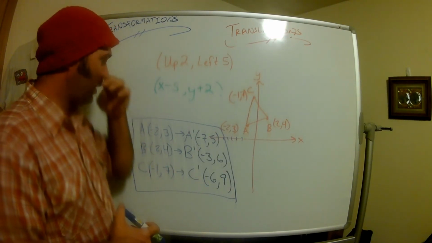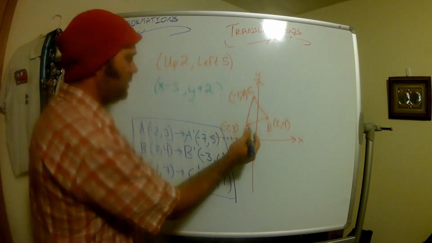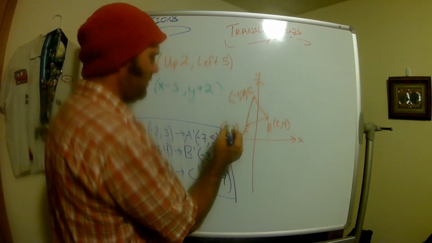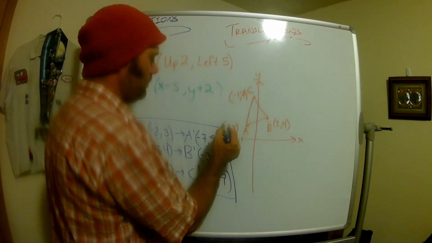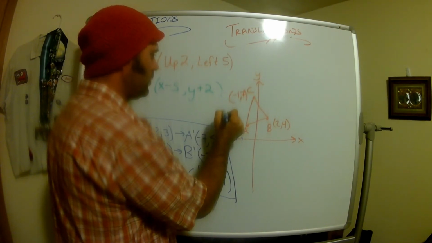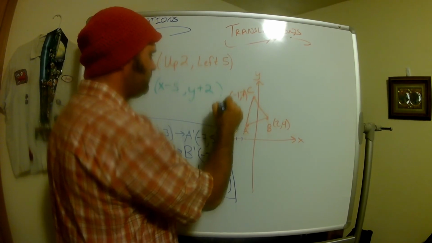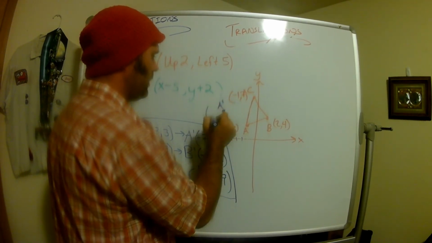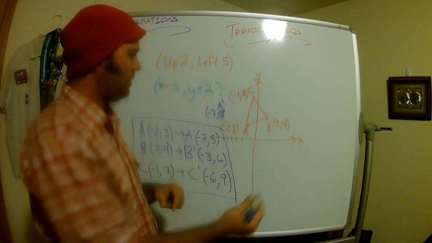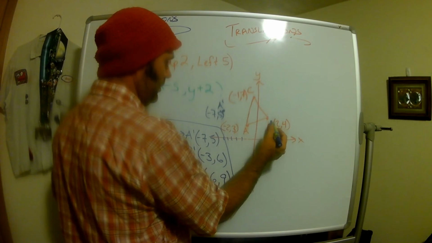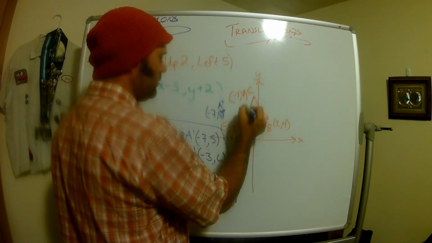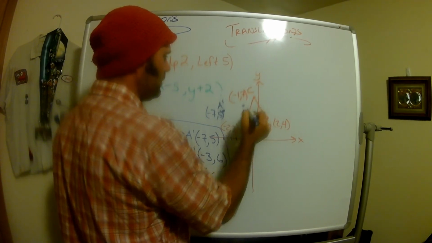So we've got A, and to go to A prime, we're going to go left 7 and up 5. So left 7, up 5. And so we're going to be about there. So that was left 7, up 5. And there's A prime. B prime is left 3 and up 6. So left 3, up 6. And there's B prime.